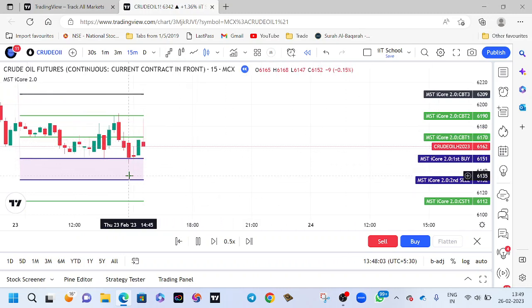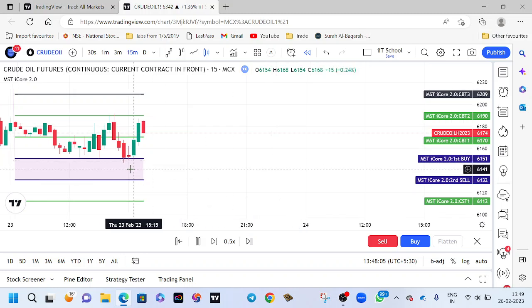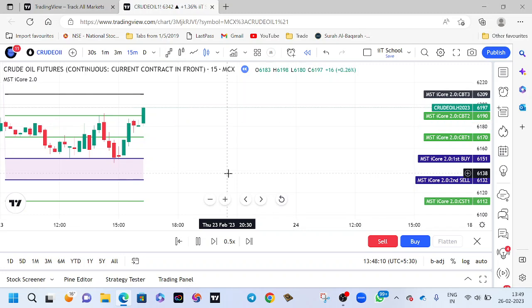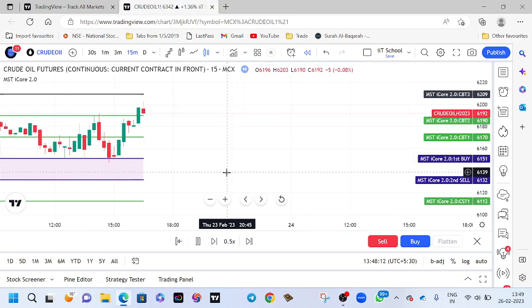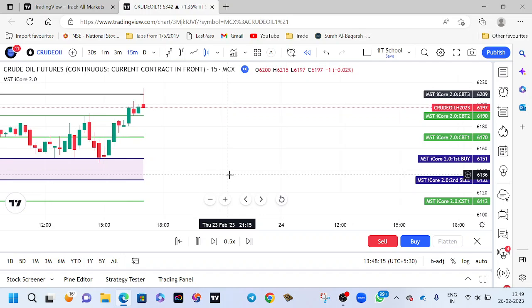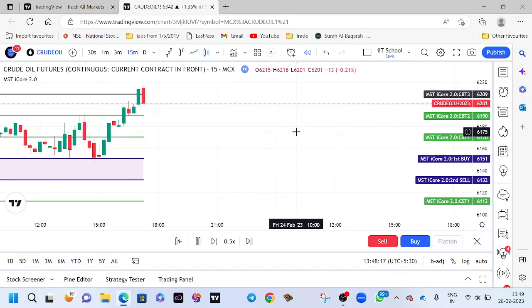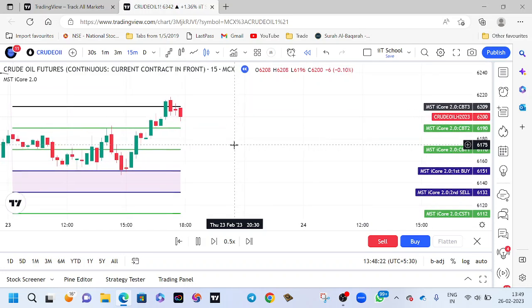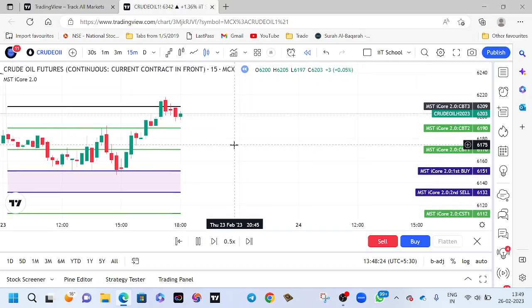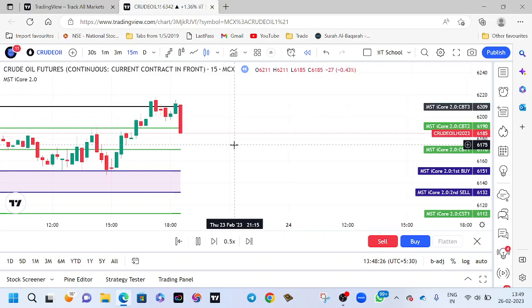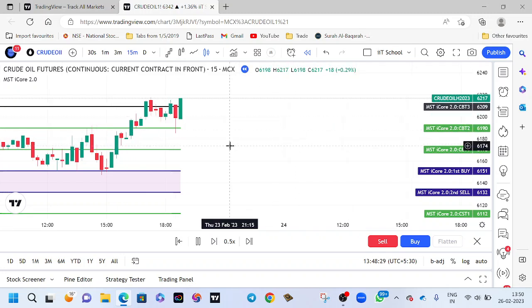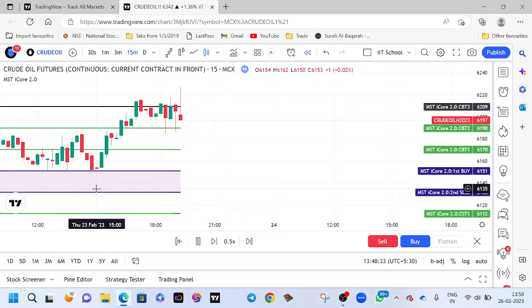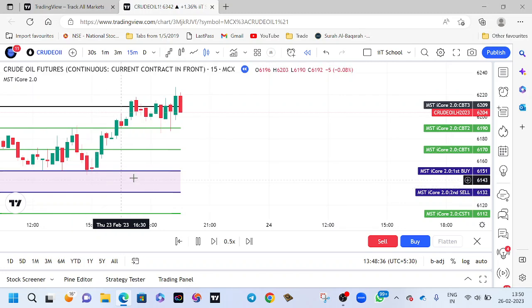Now once again I got the entry. As long as the SL is not hit for any entry in a day, that entry is valid. Don't forget to keep the stop loss and target. So all the three targets have been hit. From 6151 to 6209, all the targets have been hit. So this is how we have to trade. This happened on 23rd February.